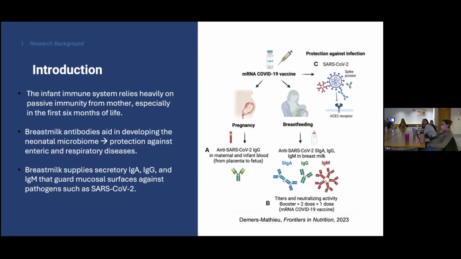So I put up this graphic here, just in general, when we get the COVID vaccine, mom will generate the IgGs, and the IgGs will be transferred via the maternal blood and from the placenta to the fetus. Secondly, through breastfeeding, we will get the secretory IgA, IgG, and IgMs through breast milk. And so baby will get this through passive immunity. And then both of these offer protection from the infection. So when mom or baby gets exposed to the COVID antigen, these immunoglobulins will bind to the antigen and protect from infection.